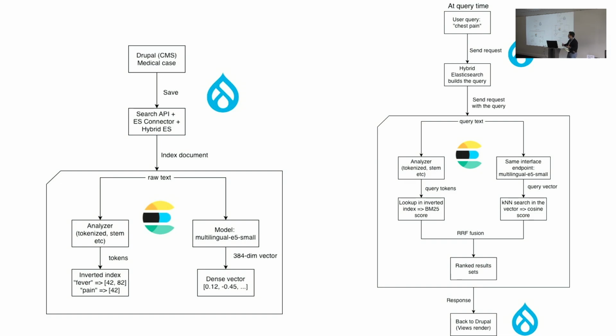It goes to the multilingual model. It creates the dense vector, and this is stored on the Drupal site. And then here on the right, when we do the query, it follows a similar process, but at the end we also have the RRF fusion that combines the two scores: the KNN search in vector with the cosine scores that were between 0 and 1, and then the BM25 score. It gets the ranked results that we also saw before in the Kibana interface, and then we go back to the Drupal view.